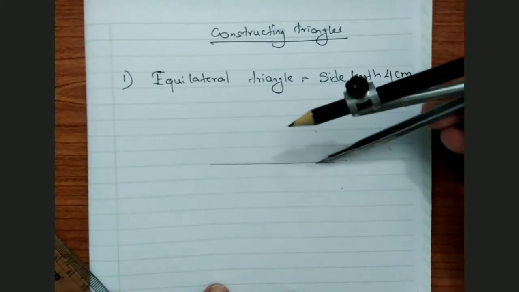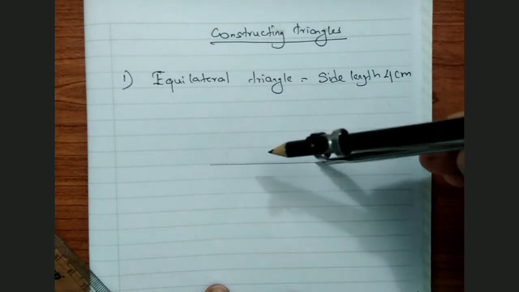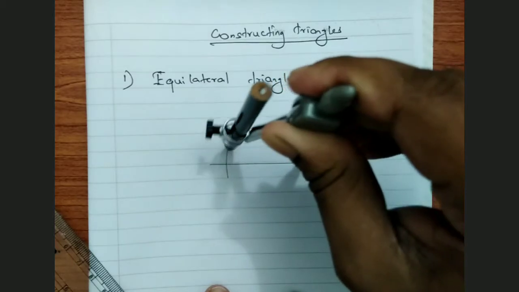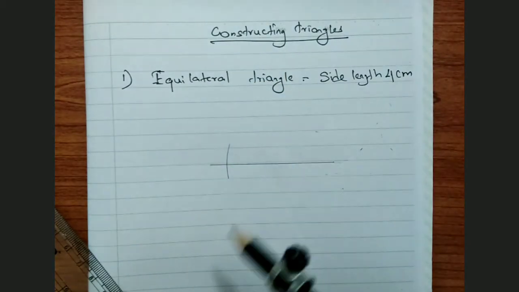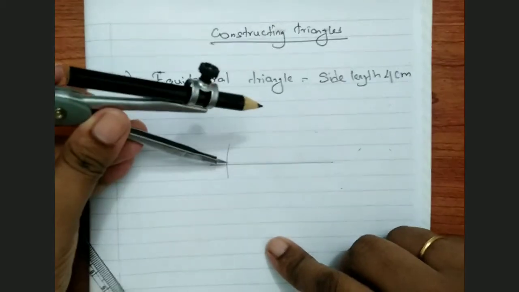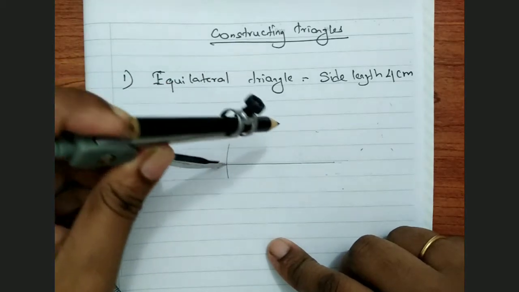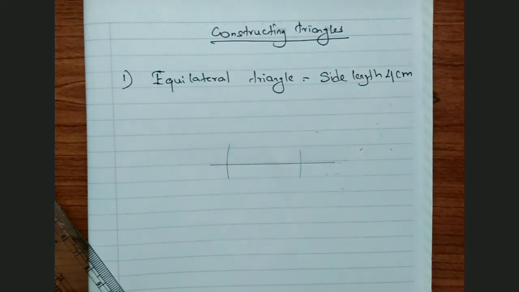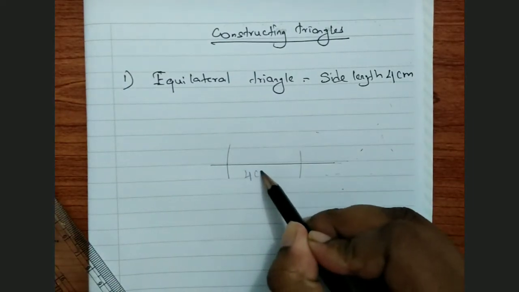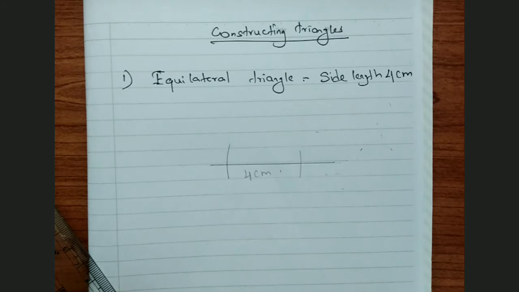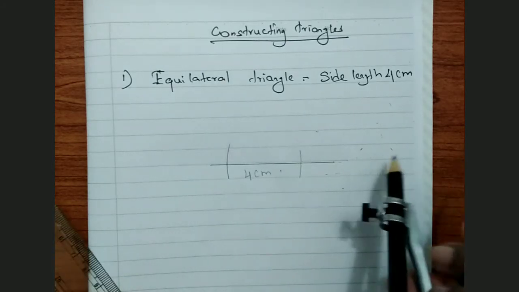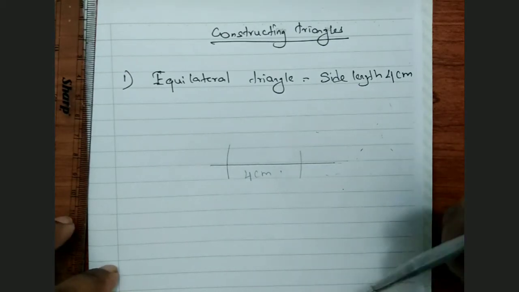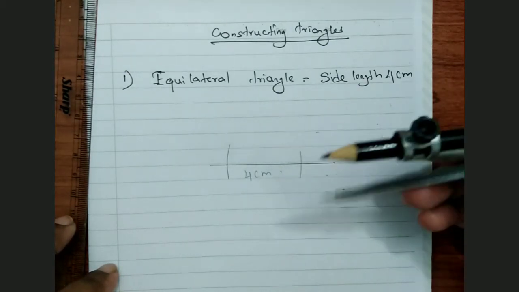Keep the point somewhere on the line segment and construct an arc like this. Now keep this again on the intersecting point and draw another arc. So now this will be a 4 centimeter line segment. Am I right? Since this is an equilateral triangle, we don't have to measure it again and again. It's already measured as 4 centimeters.